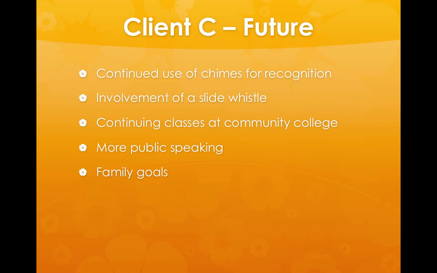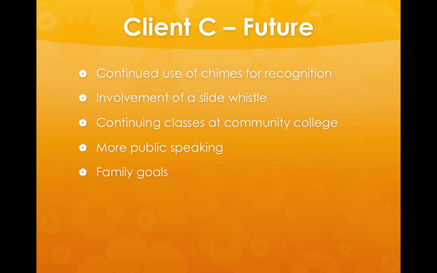Client C is a freshman at a community college, and he is enjoying his classes. After speaking with his mother at a case meeting, she did say that he was going to continue classes at the community college. He also is a big public speaker for the Down syndrome community in northern Indiana, and he has had the opportunity to speak at many engagements, and he plans on doing more public speaking. He's using the skills through the pitch recognition to be able to make his speech more interesting, more understandable, and more catching for the people to watch.